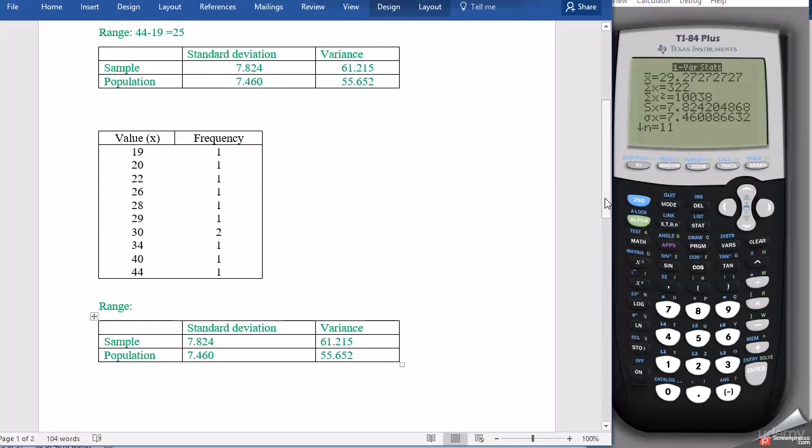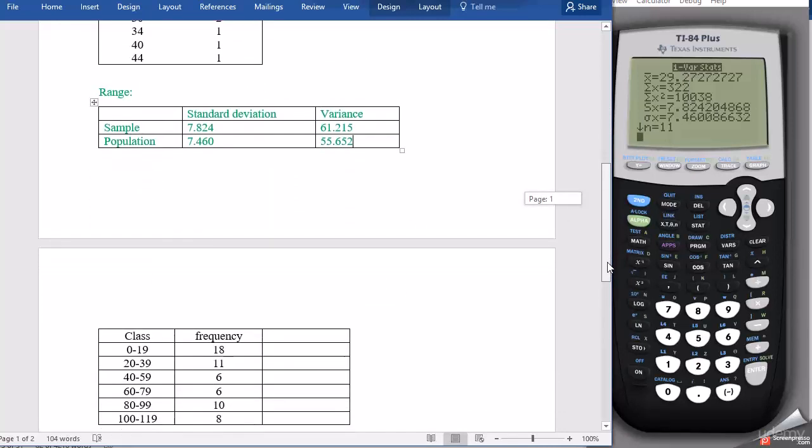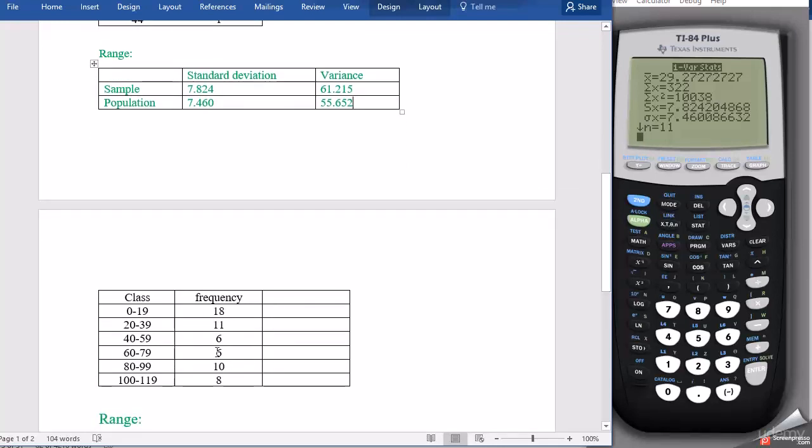Next time we're going to be looking at how we compute the standard deviation and the variance of classes with frequencies.